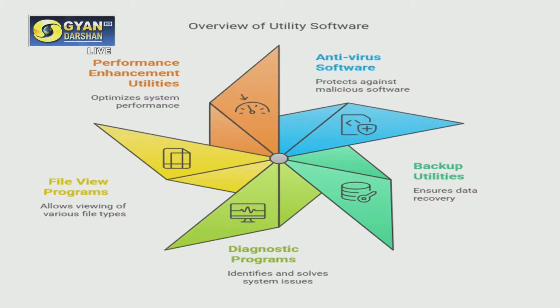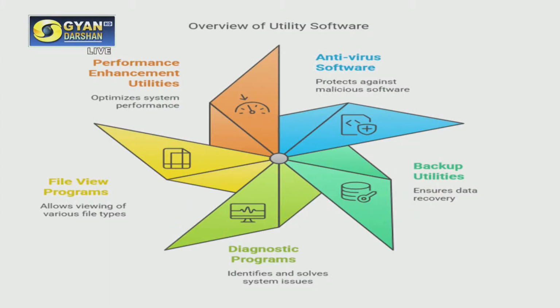Now, next, we have the utility software. Utility software is software which boosts the performance of the system. Likewise, there are performance enhancement utilities. Many times we defragment, and defragmentation tools are available. We use antivirus to protect the computer system from malicious software. We have backup utilities that ensure the recovery of data. Many times the system may get corrupted and you want to recover the data, so you need backup utilities.